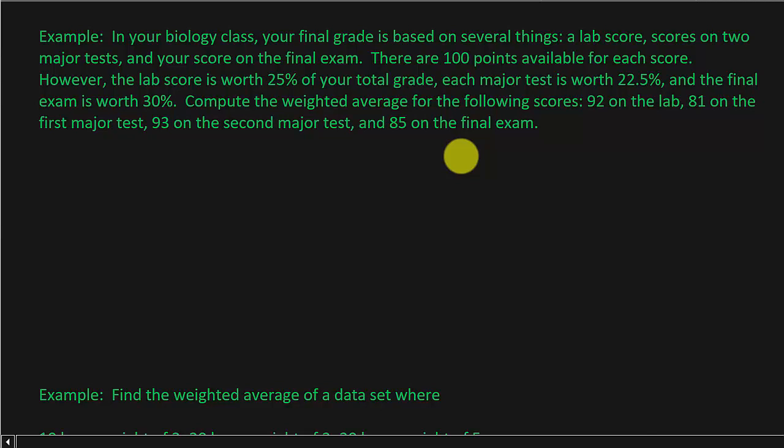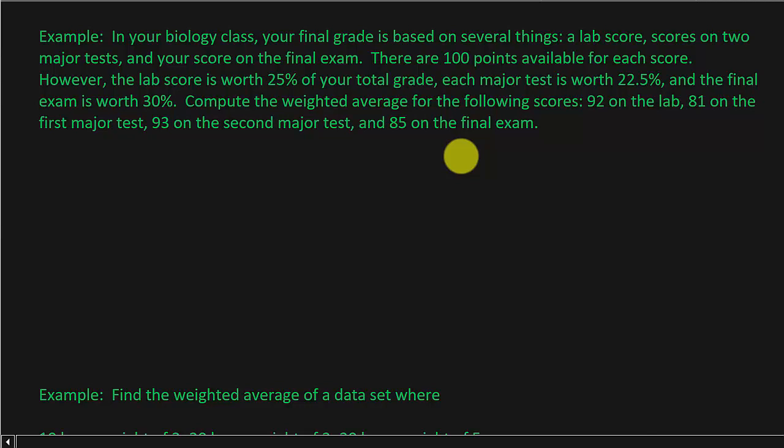All right, so in your biology class, your final grade is based on several things: a lab score, scores on 2 major tests, and your score on the final exam. There are 100 points available for each score. However, the lab score is worth 25% of your total grade. Each major test is worth 22.5%, and the final exam is worth 30%. Compute the weighted average for the following scores: 92 on the lab, 81 on your first test, 93 on the second test, and 85 on the final.